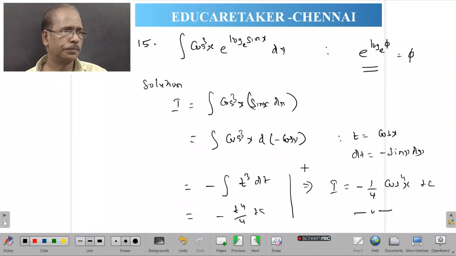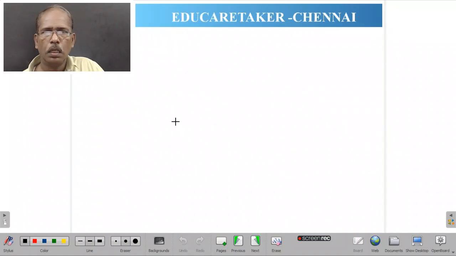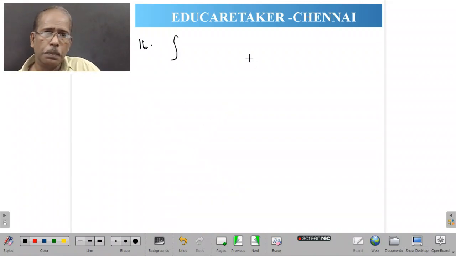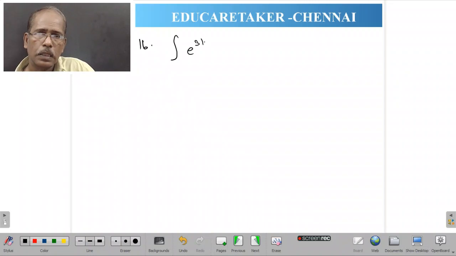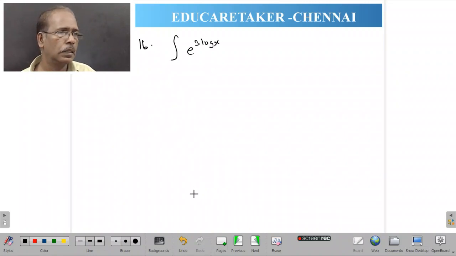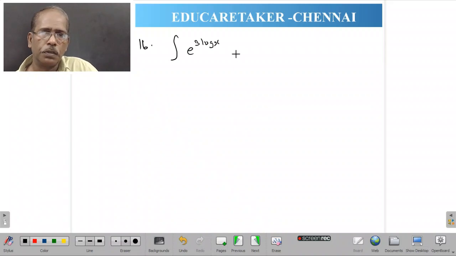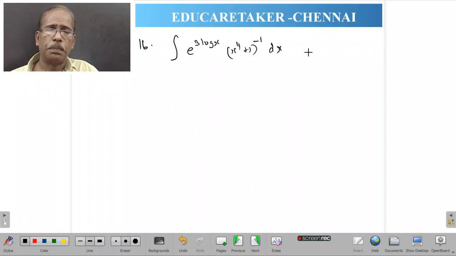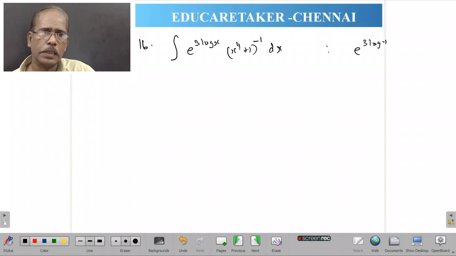Question number 16. The 16th question: integral of e power 3 log x into x power 4 plus 1, whole power minus 1, dx. Okay. So as we discussed in the previous question, remember student, e power 3 log x is nothing but x cube.